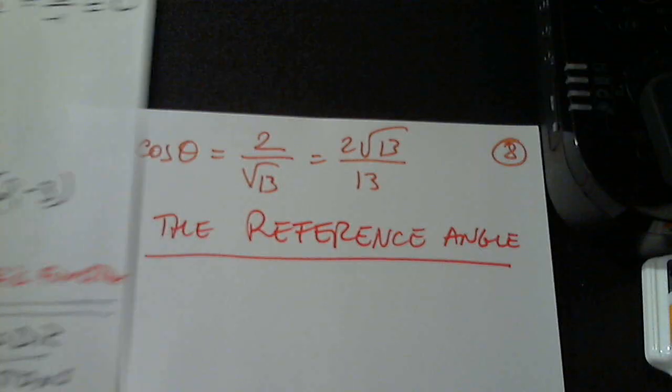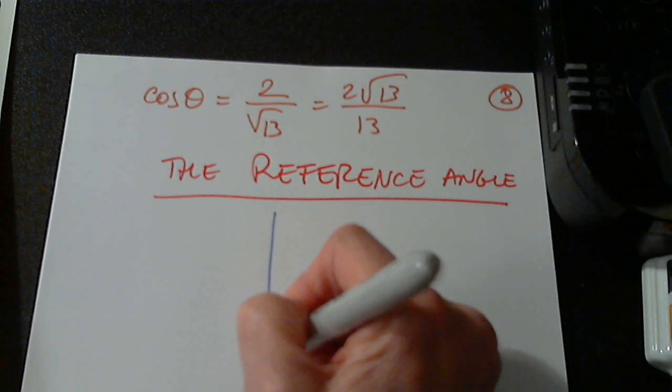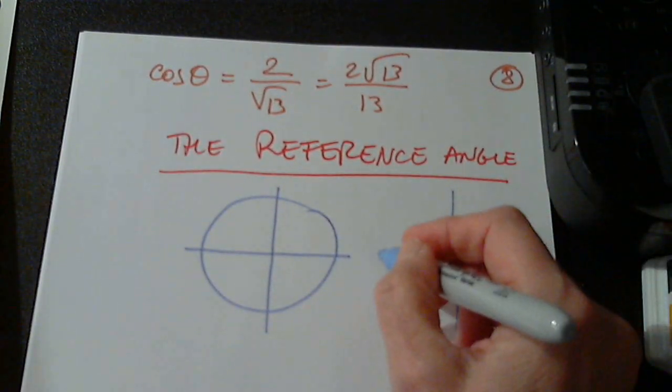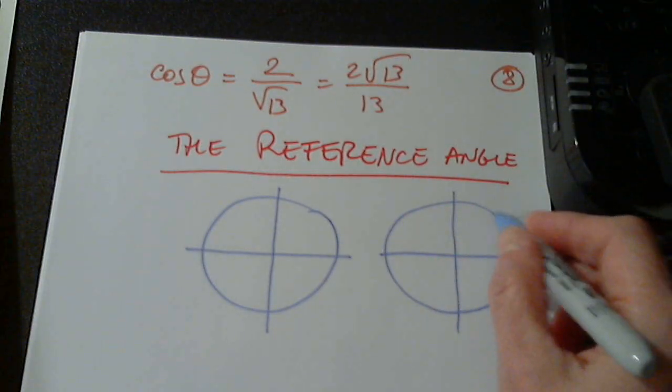Now, let's look at all possibilities. And there are only 4, because there are 4 quadrants.